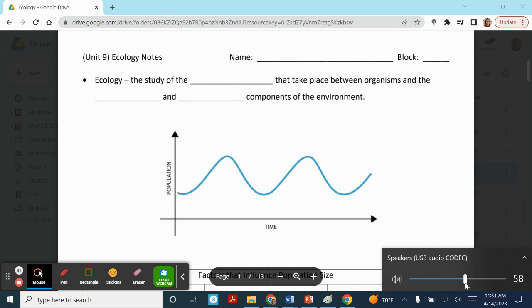All right, guys, I'm going to attempt to record notes a little bit different than how I've done in the past. So just bear with me as I use these buttons on this new program.